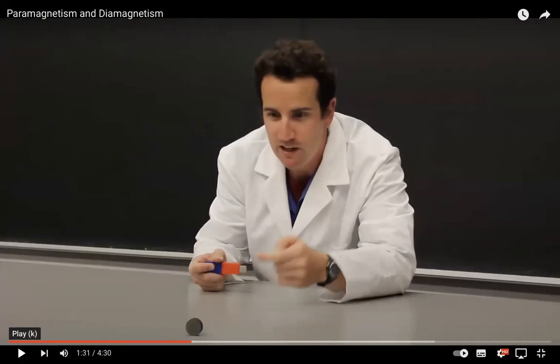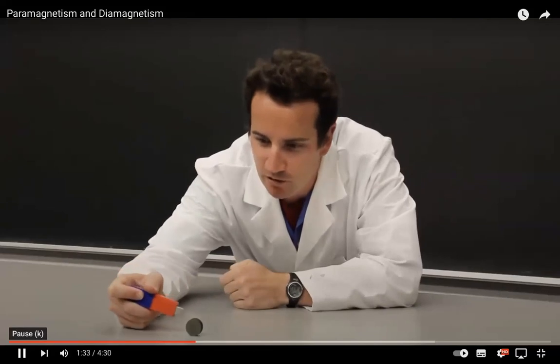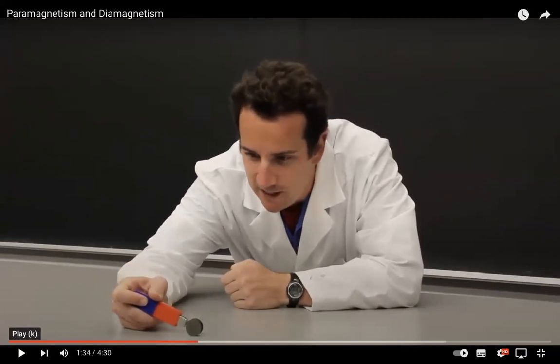If you see graphite, look at the way it responds to magnets. It's called pyrolytic graphite.